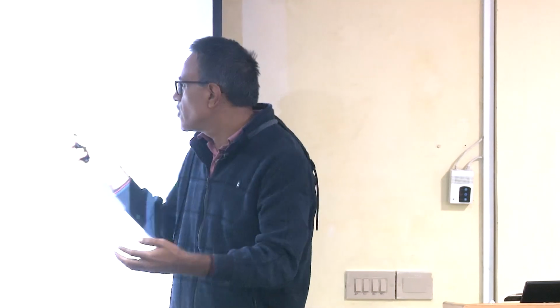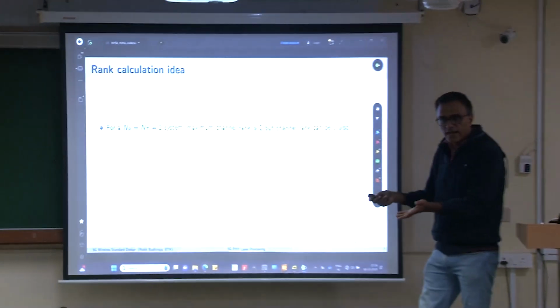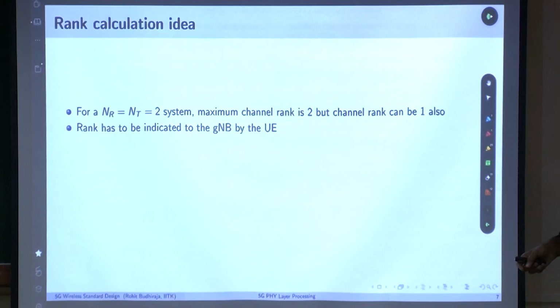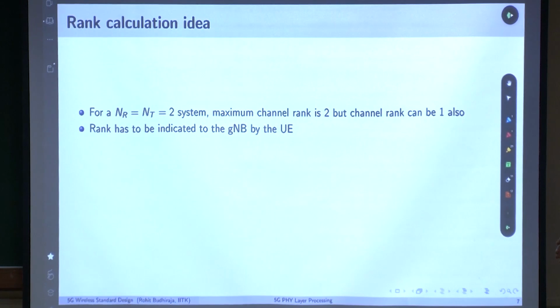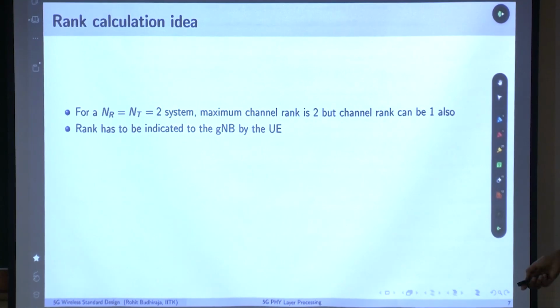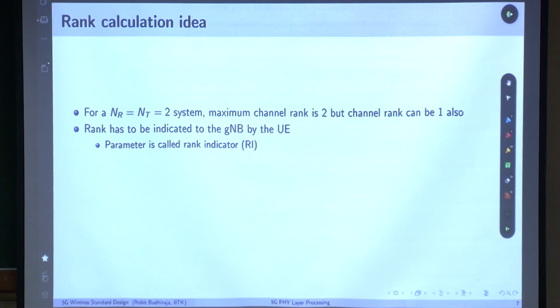Till now we have always been saying that the rank is 2 if it is a 2 cross 2 system. We did not have to focus on rank 1 because there is no point in doing that, but rank can also be 1, and that's what we are going to see. So this rank has to be indicated to the gNodeB by the user, because the user only has the channel information. This parameter is called rank indicator.